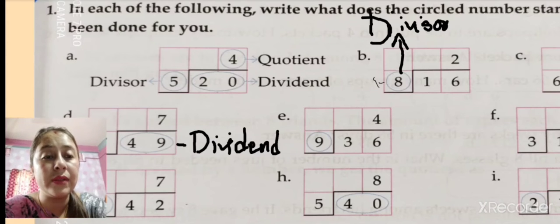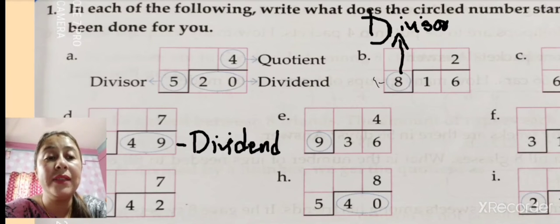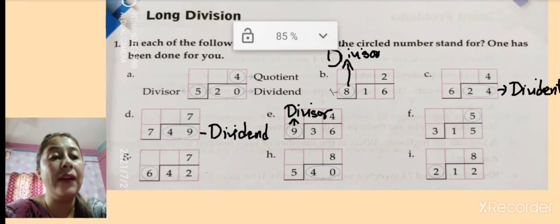D-I-V-I-D-E-N-D, dividend. Now number E. 9 has been circled. This 9 is dividing 36. So this is also a divisor. So you will write here divisor, D-I-V-I-S-O-R, divisor. Children, I have done till E.